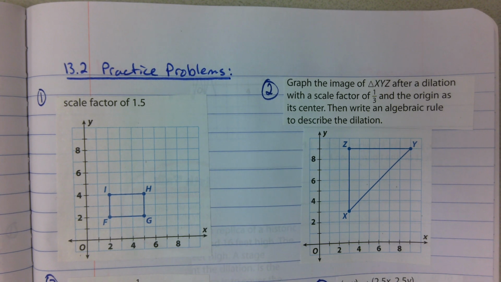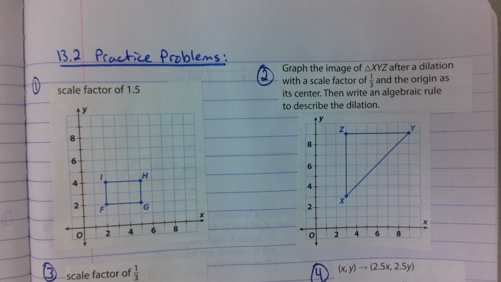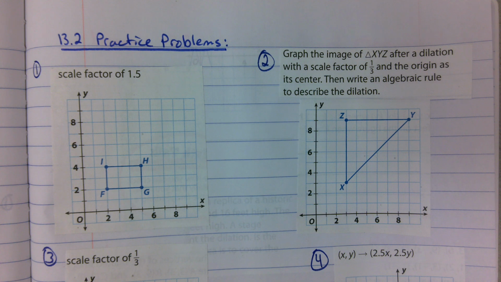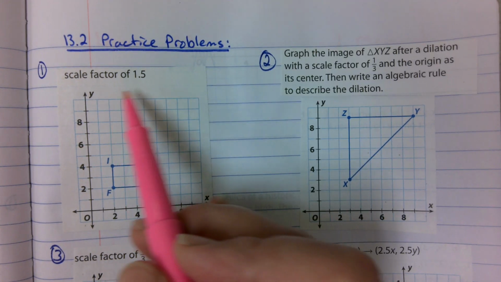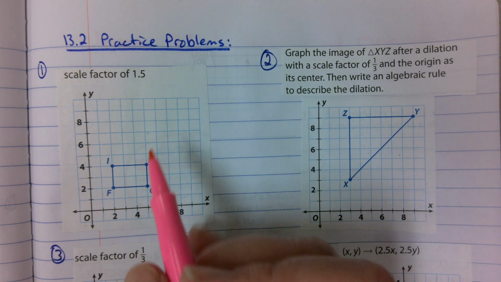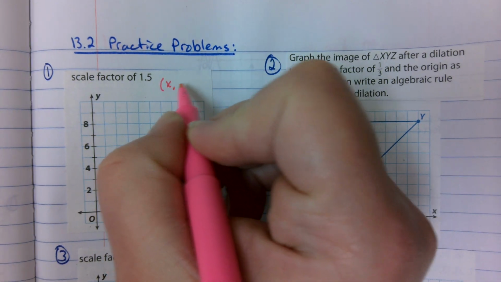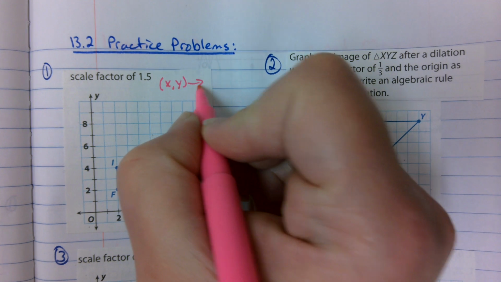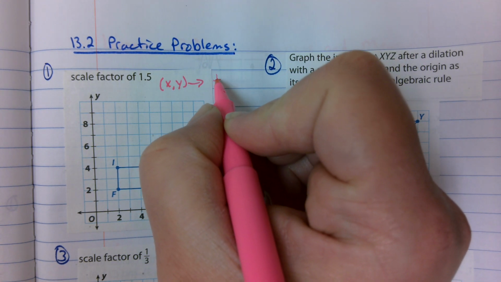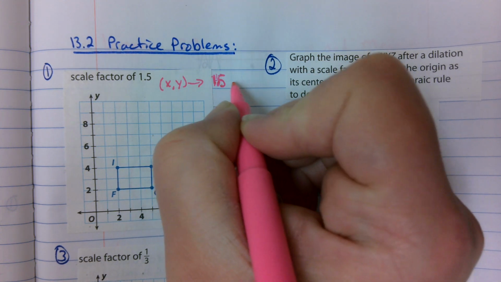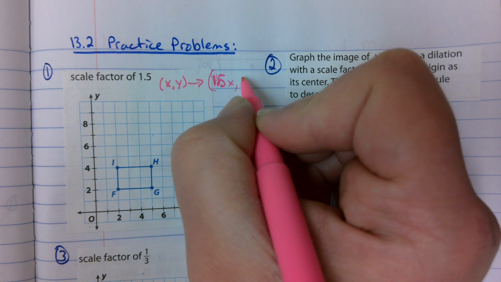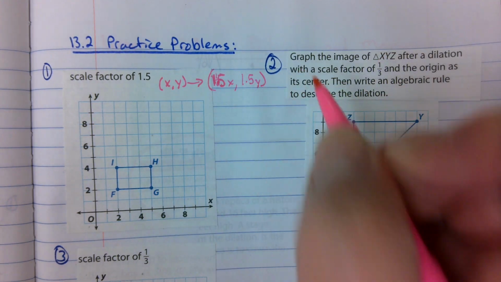All right, for 13.2, we don't really need any extra notes. All we're doing here is we're taking the scale factor and we're going to create new images. So for number one here, there's a scale factor of 1.5. So on that, all we're going to do is take our x and y values and multiply each of those by 1.5. 1.5 times the x and 1.5 times the y.